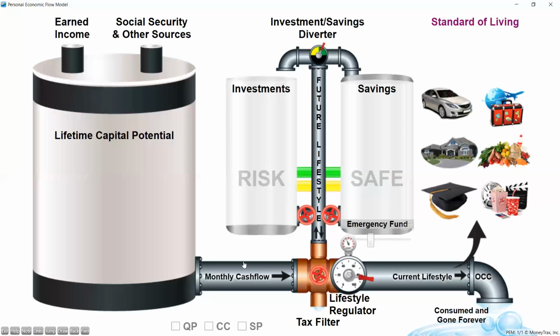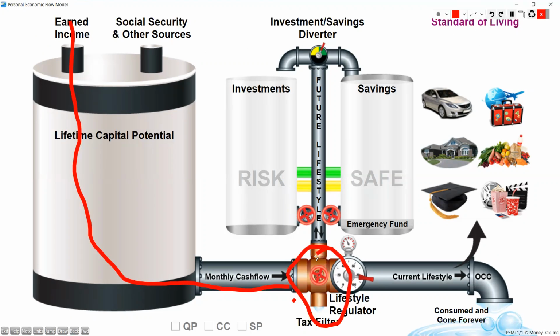So I just want to go back. I'm going to show you how money works. Take it slow a little bit. So, money comes through your earned income, through your lifetime capital potential, through your monthly cash flow, through the tax filter. You see that right there, that's bolted on. Ain't no taking that off. That's bolted on to your lifestyle regulator through current lifestyle, consumed and gone forever. See, this is how the natural flow of money flows.